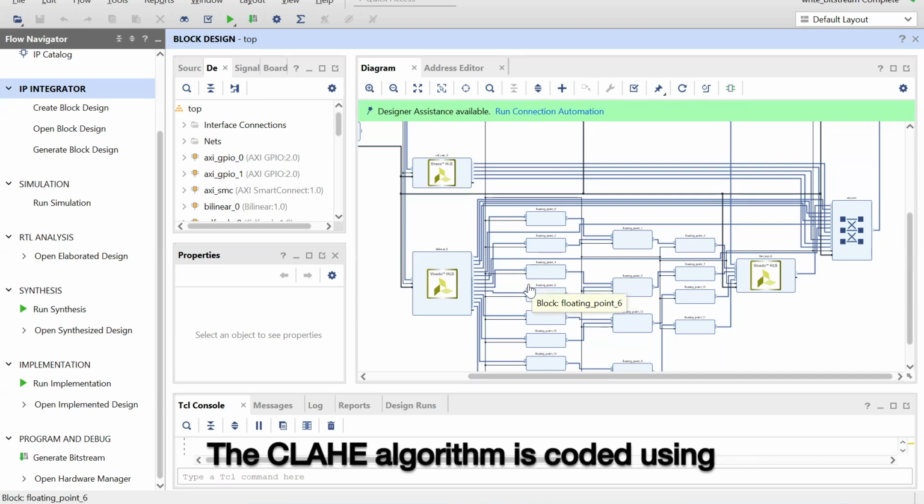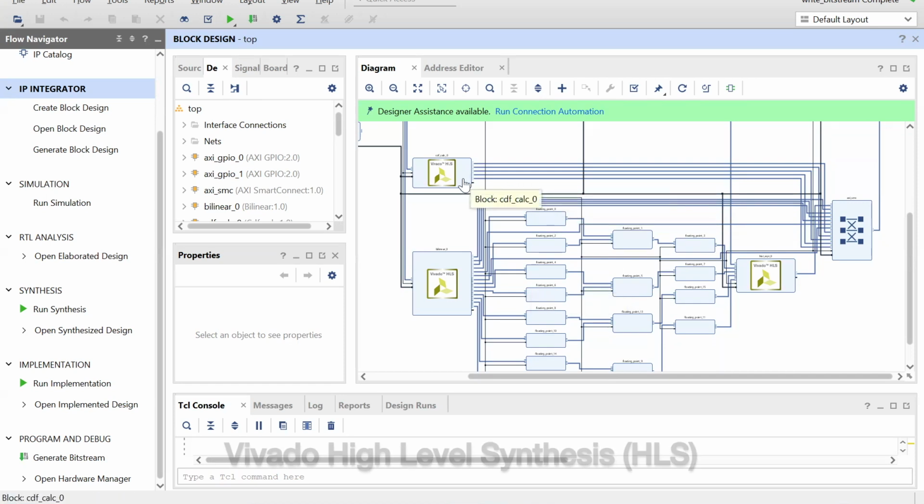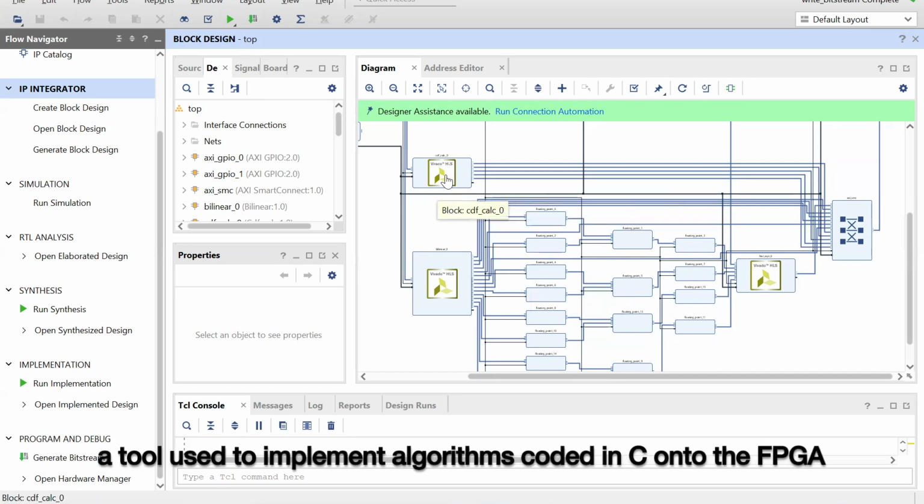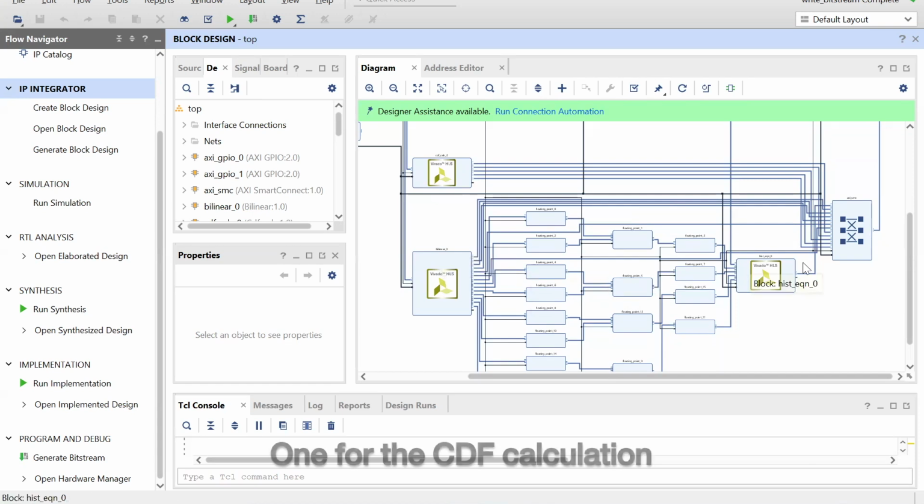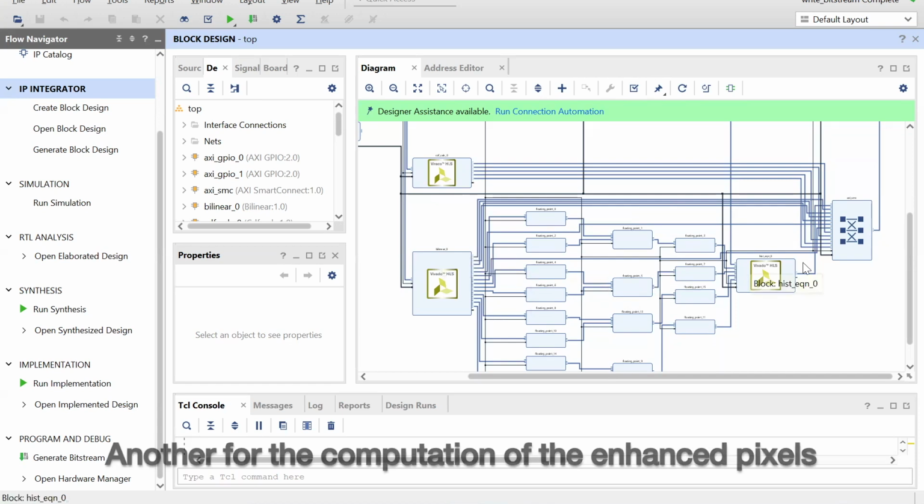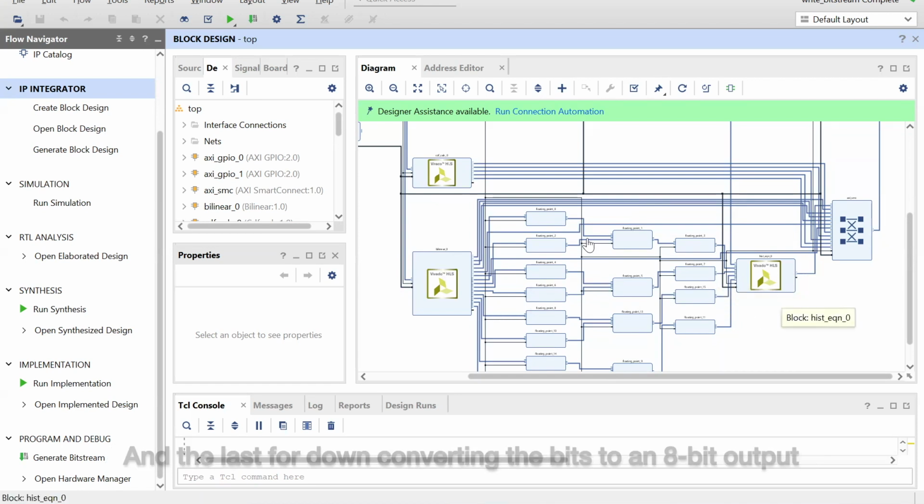The CLAHE algorithm is coded using Vivado High-Level Synthesis, or HLS, a tool used to implement algorithms coded in C onto the FPGA. The algorithm is split into three HLS blocks, one for CDF calculation, another for the computation of enhanced pixels, and the last for downconverting the bits to an 8-bit output.